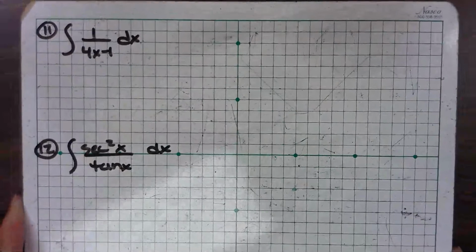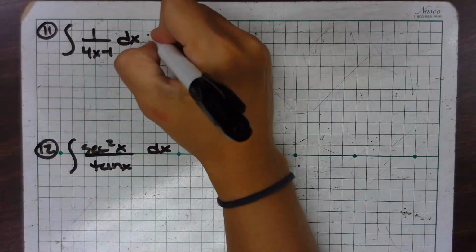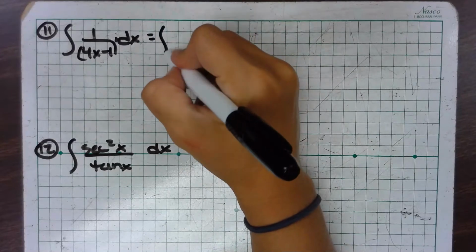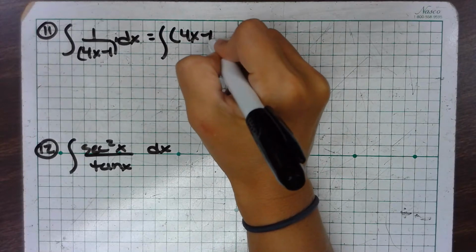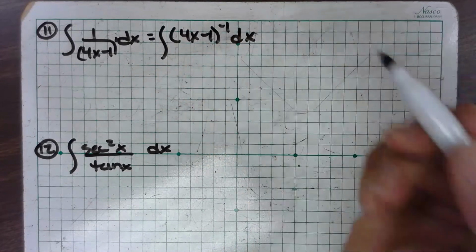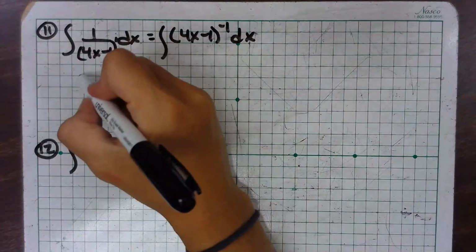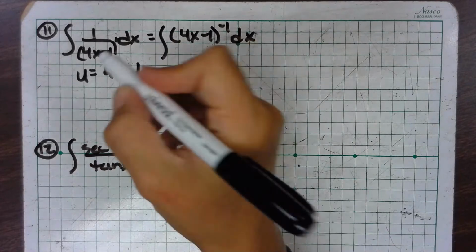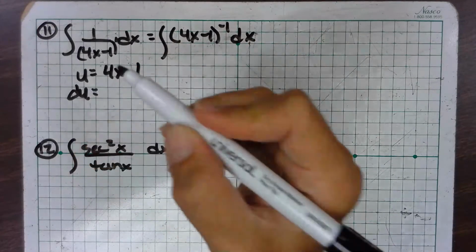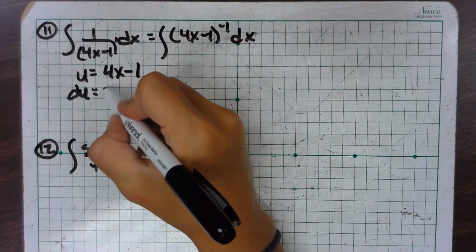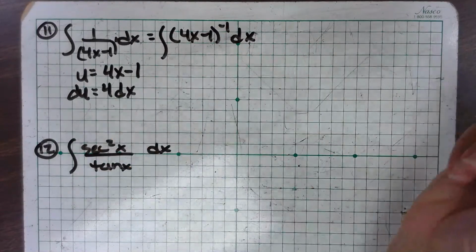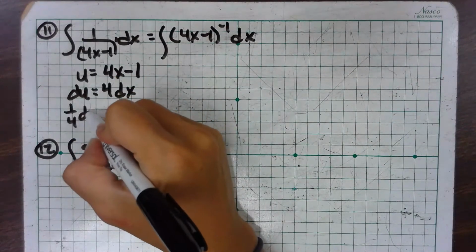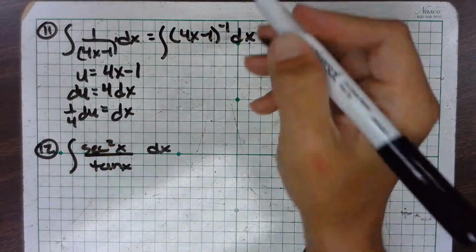All right, number 11. Now, this is a little more complicated. Right here, you could say this is to the first power. And so what I can do is actually say 4x minus 1 to the negative 1. Well, here, what if I make u equal to that 4x minus 1? The reason why I have to do u substitution is because when I take the derivative, I really need that 4, and I don't have the 4. So this is 1/4 du equals dx.